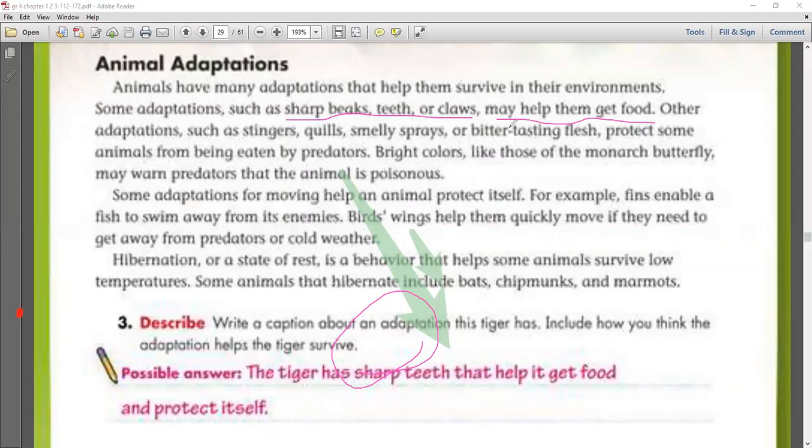Write a caption about an adaptation this tiger has. Include how you think the adaptation helps the tiger survive. Yes. The tiger has sharp teeth that help it get food and protect itself. Okay, excellent, Anas. Good job.